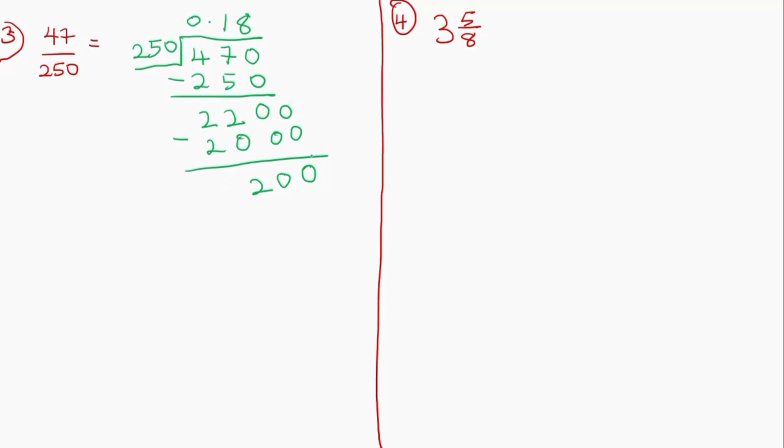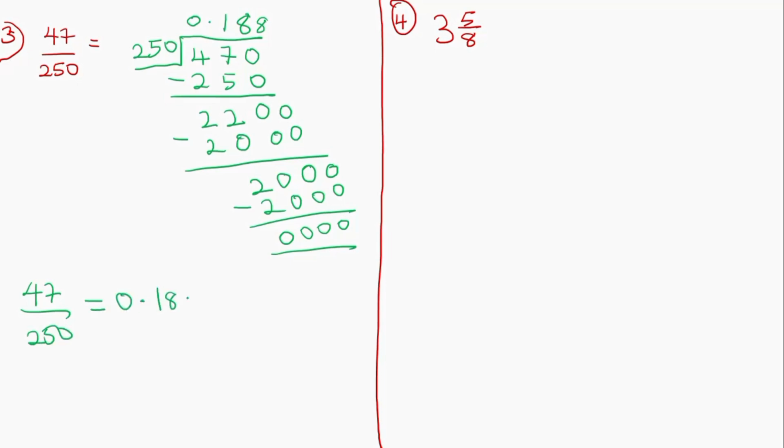And 250 cannot divide 200. So you add in an extra 0 because you've already placed in your decimal point right here. So 250 divided into 2000, we are going to have this to be 8. 8 times 250 is going to give us 2000. And when you subtract this, everything becomes 0, 0, 0. So therefore, 47 over 250, converting it to a decimal fraction becomes 0.188. And this is our final answer.